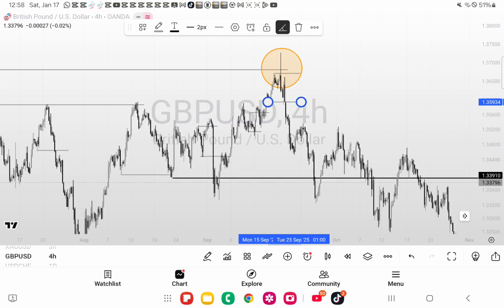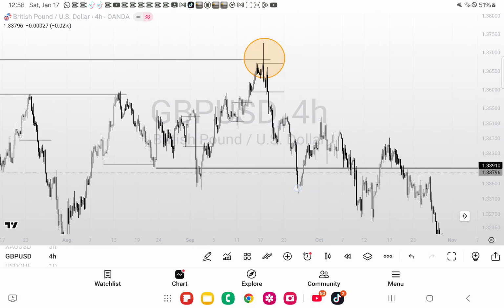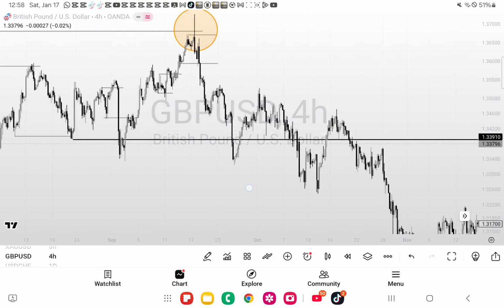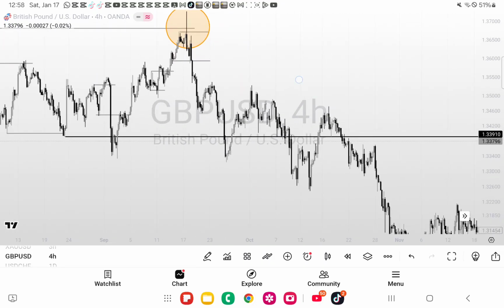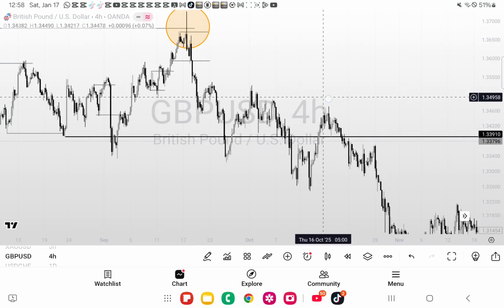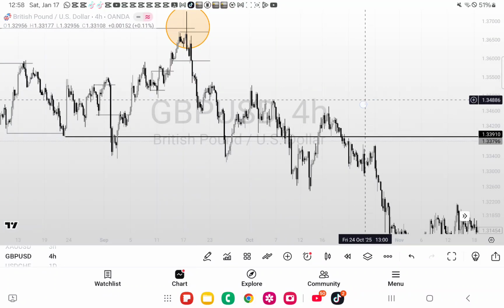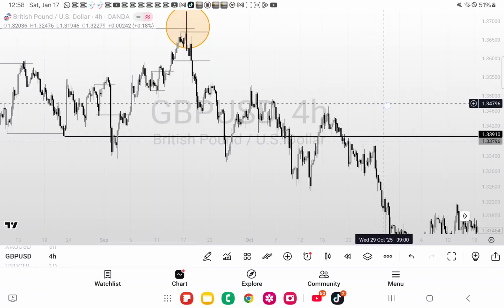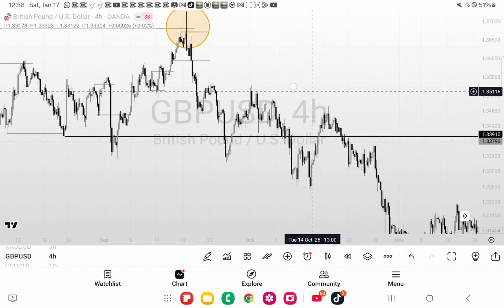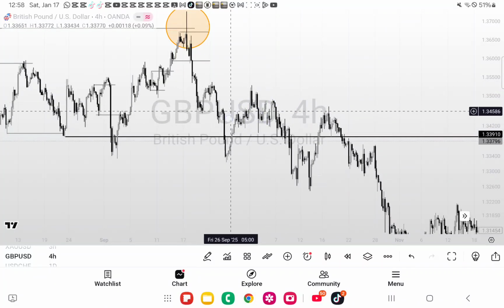So this is our break of structure to the downside. Let's continue to mark them. Let's continue to mark. We are looking for a liquidity sweep and a break of structure to the downside. So these are all internal structures.